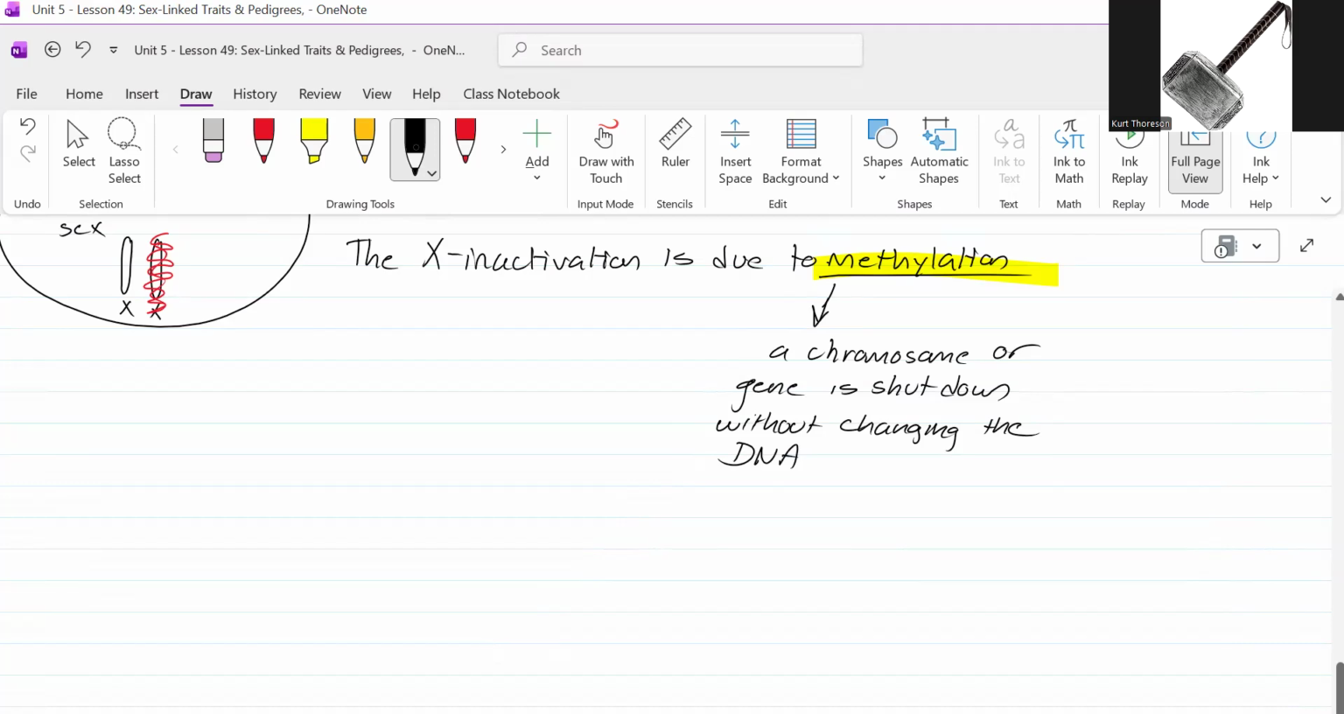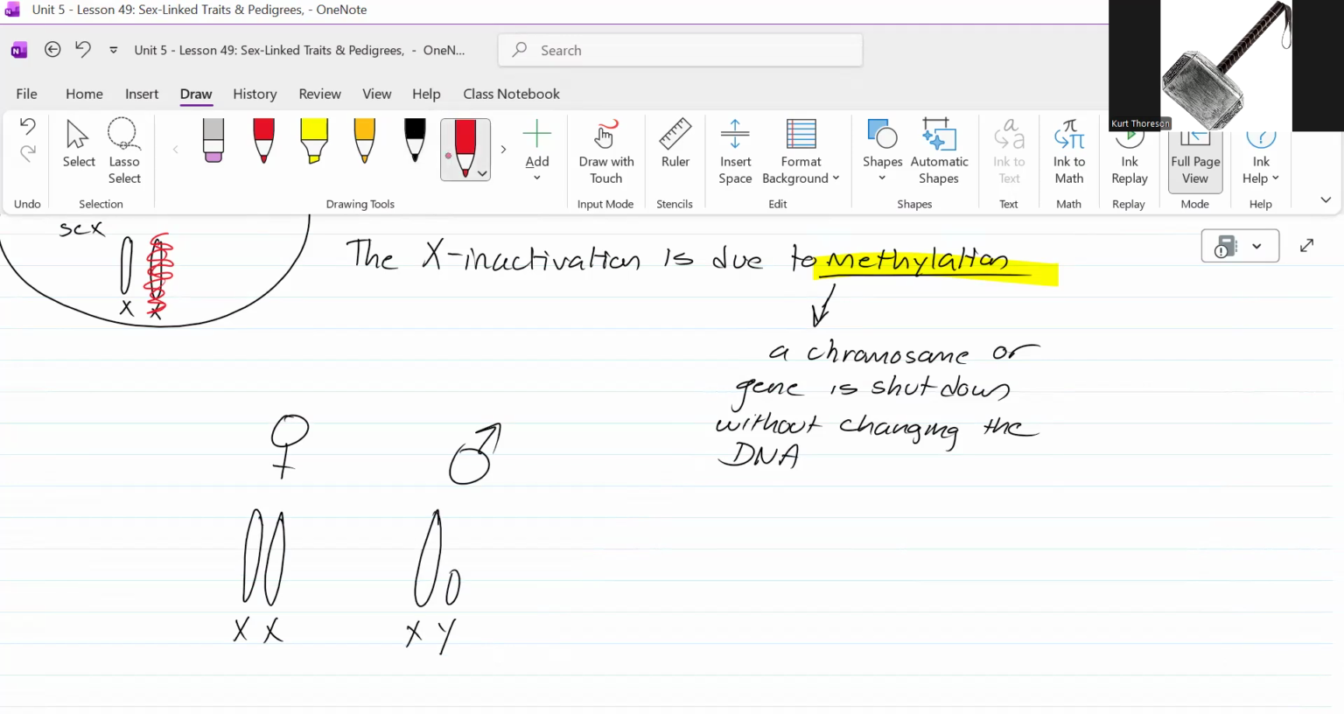So males don't get this because males only have one X. Females have two X's. So to sort of make it a level playing field, in an adult female, she has two X's, but she only has one active X. And that matches with the male in his active X. So to give you a visual, here's a female with her two X's. Here's a male with his X and his Y. One of her X's is going to be inactivated. That is what we will refer to as the bar body. It has been methylated.